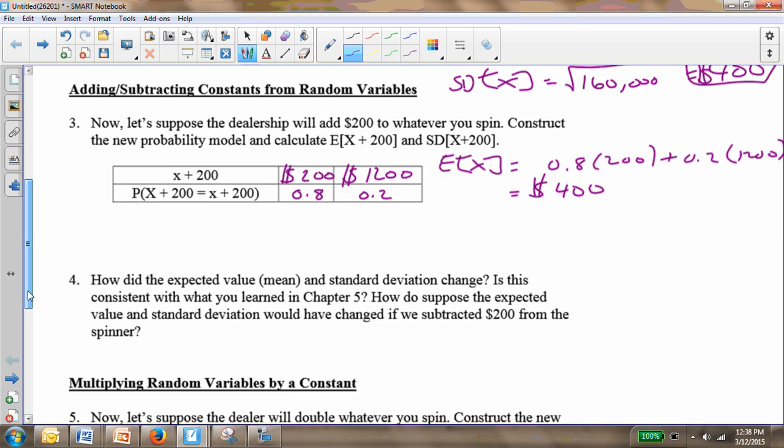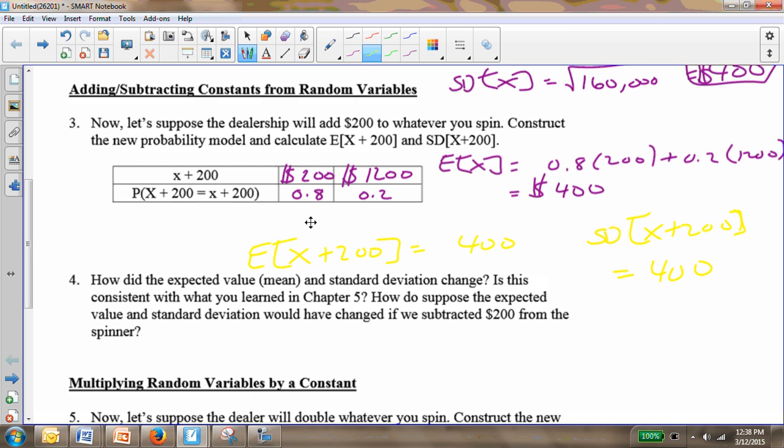So that means, let's write this down somewhere. That means the expected value of x plus 200 makes 400, and the standard deviation of x plus 200 is still 400. All right, so that is a rule of random variables. And is that consistent with what we learned in Chapter 5? And it is. Remember, if we add or subtract a constant to all the data in Chapter 5, and now in Chapter 16 it's a random variable, what happens to the mean? Well, it'll add or subtract by that constant.